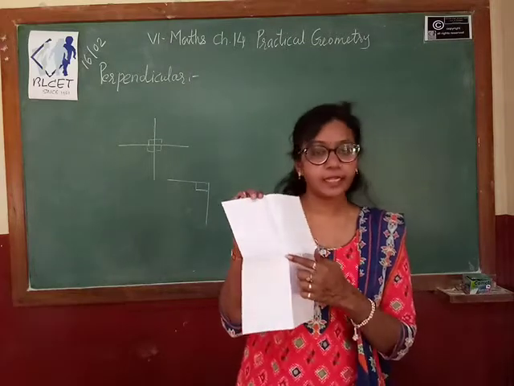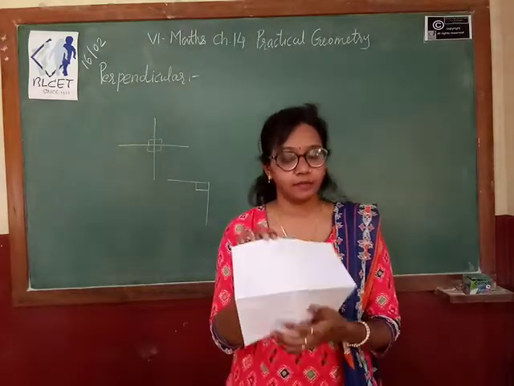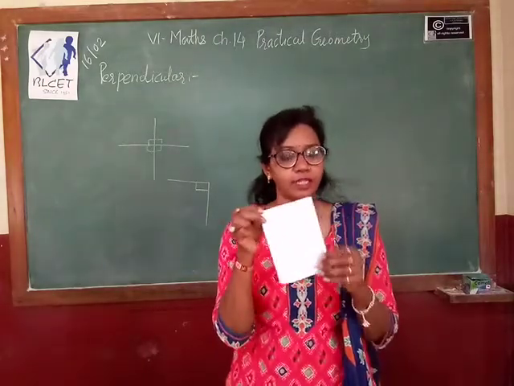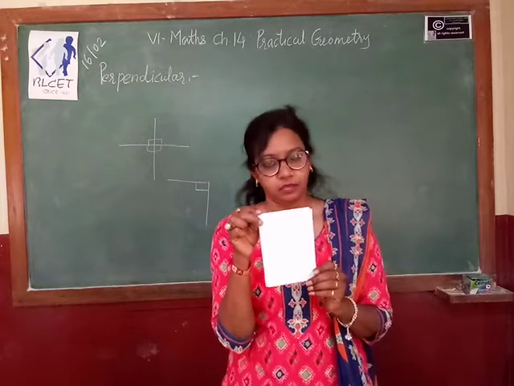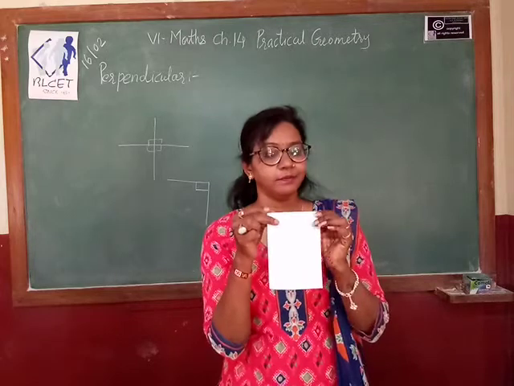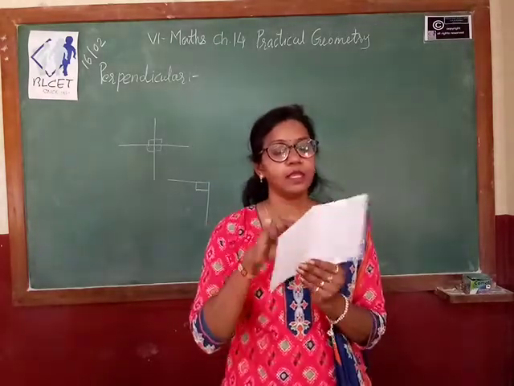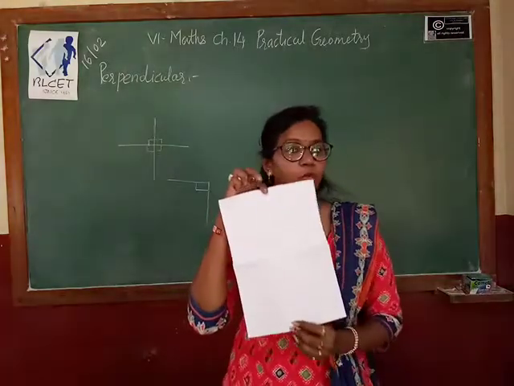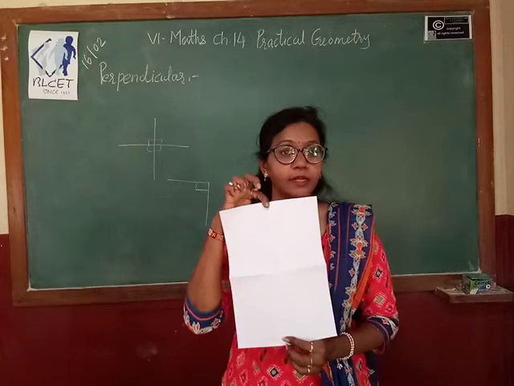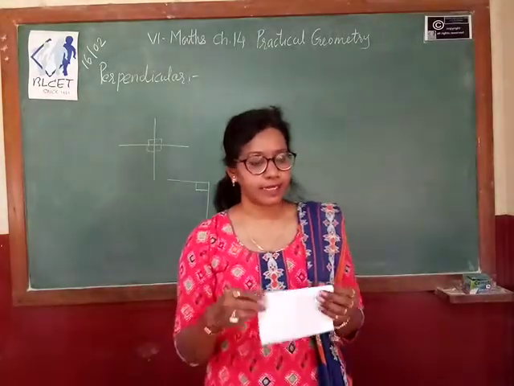Why? Because at the center, or at the meeting point, or at the intersecting point, they are making a 90 degree angle. We know that this is the corner when it is in a folded way, and it is a 90 degree. When you open it, you are getting two lines which are intersecting each other at a right angle. So these two lines are known as perpendicular lines.